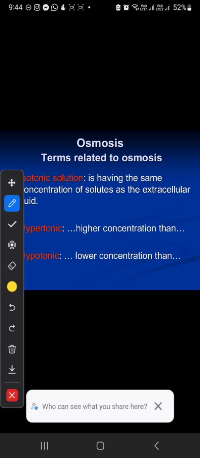We will talk about isotonic solutions. The isotonic solution is a solution that has the same concentration of solutes as the extracellular fluid. Hypertonic means a higher concentration than the inside. Hypotonic means a lower concentration than the inside. So again, I will explain with a drawing.